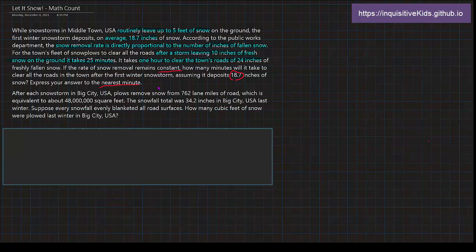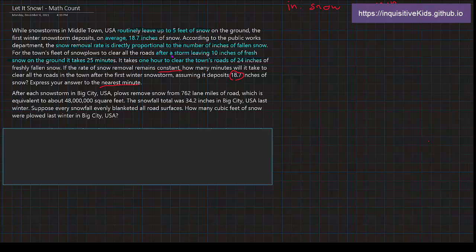All right. So this is definitely a ratios and proportional word problem right here. First it's giving us the ratio, then it's asking us to fill in the ratio for 18.7. So first, let's express the ratios. So over here, I'm going to write inches of snow to minutes. Minutes needed to clean up.